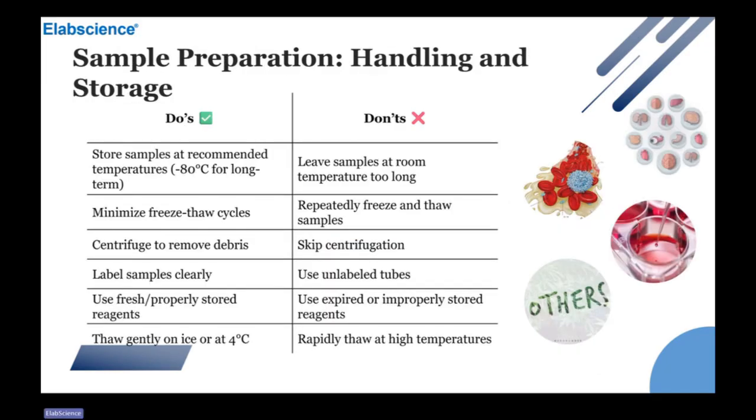Proper sample handling is also critical for accurate ELISA results. Protein in serum, plasma, cell culture supernatant, or tissue homogenate can degrade if the samples undergo repeated freeze-thaw cycles or are stored improperly. So centrifugation helps remove the debris and prevents interference in the assay. Always label your samples clearly and store them at the recommended temperatures for their particular type. And gentle thawing on ice at 4 degrees Celsius preserves the protein integrity, ensuring reliable measurements.